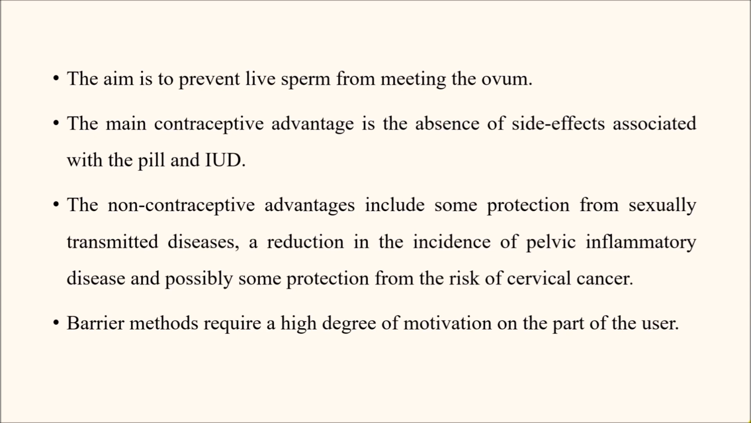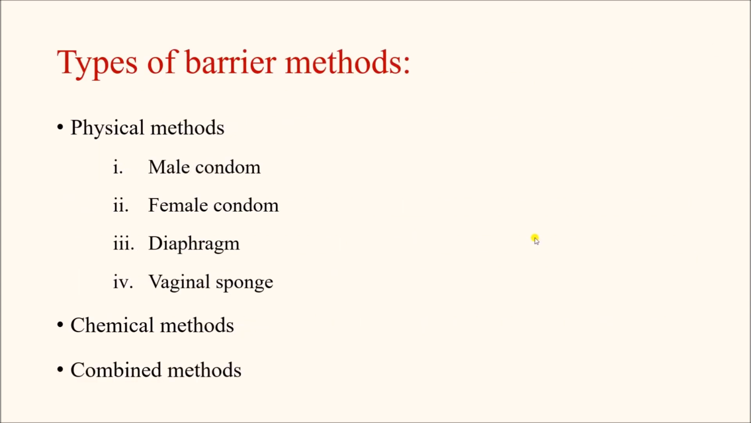Barrier methods require a high degree of motivation on the part of the user. There are different types of barrier methods: the physical methods, the chemical methods, and combined methods, when the physical methods and chemical methods are used together. Generally, the chemical methods are not used individually, they are always used along with some physical method, so that is why this is also called the combined method. In physical methods, we have different options like male condom, female condom, diaphragm, vaginal sponge, etc. And we shall discuss all these methods individually.